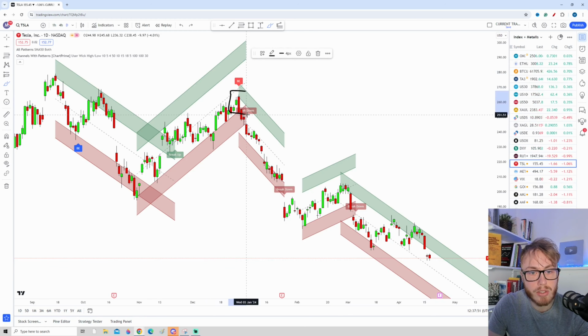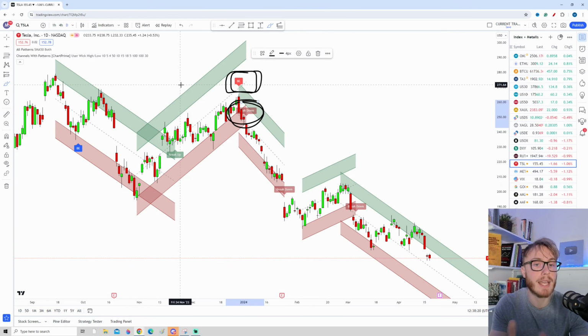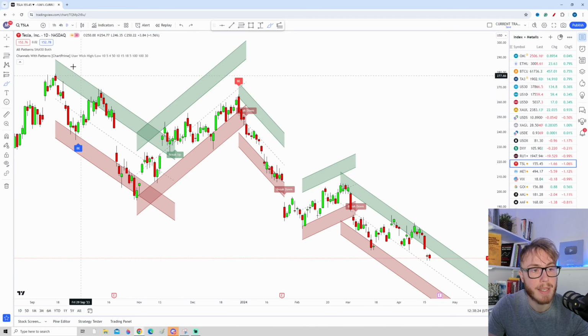So what you could do in this example is to actually wait for the breakdown, right? So wait for the break of the channel before you enter the trade. So in this case, we can actually combine the candlestick pattern with a sort of break of some sort of market structure right here. And then we at least combine two technical variables at the same time.